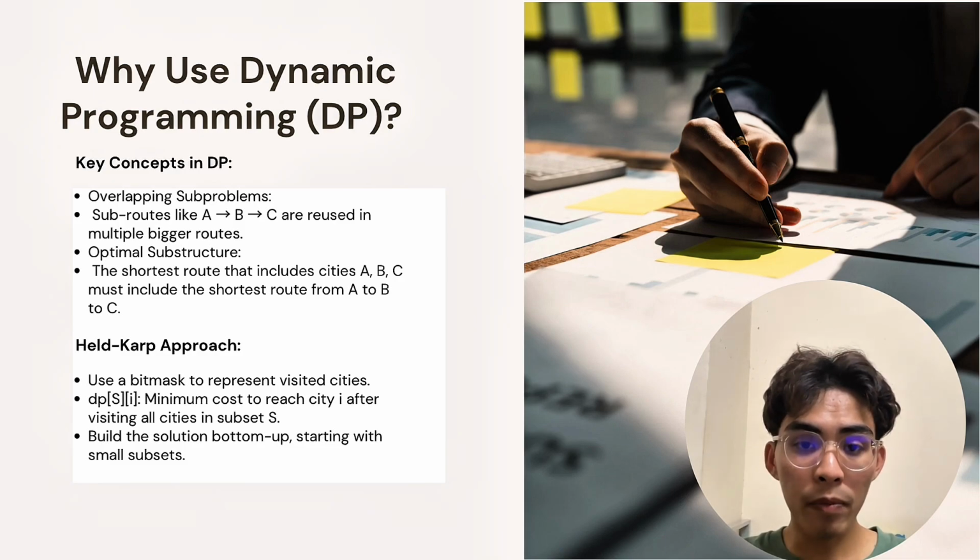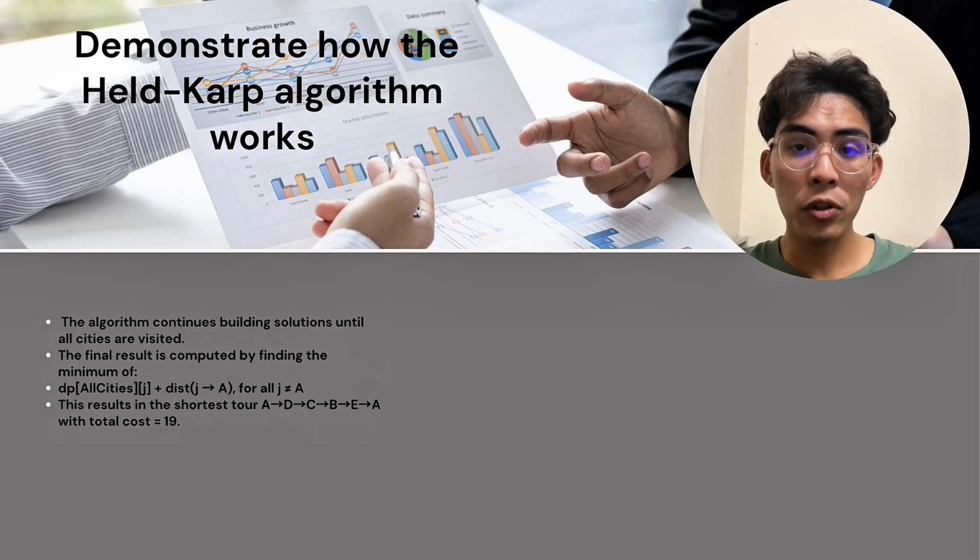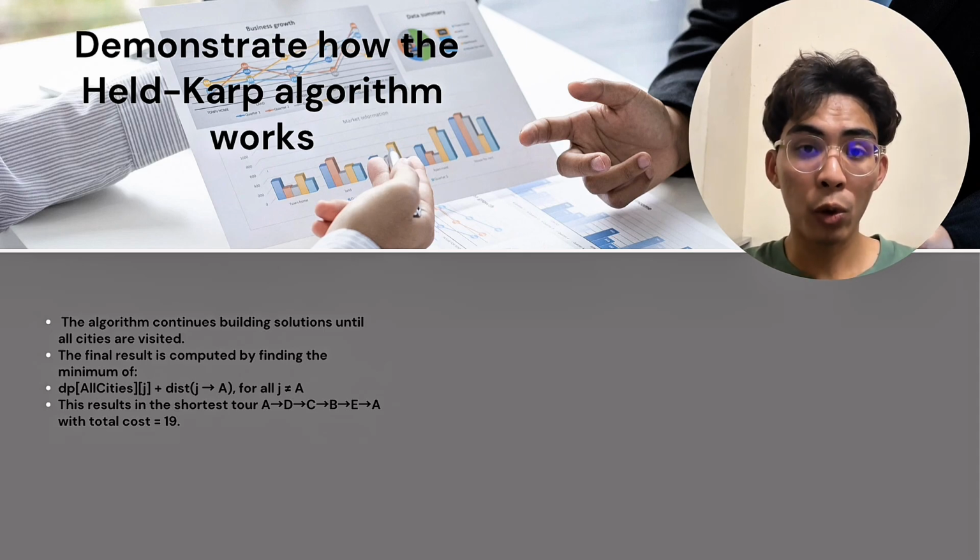The Held-Karp algorithm uses a bitmask to track visited cities and store the minimum cost to reach each city after visiting certain subsets. It builds the solution step by step, starting from smaller subsets and growing toward the full tour. Demonstrate Held-Karp with a dynamic programming table. To understand how the Held-Karp algorithm works, let's look at how it uses a dynamic programming table, which is dp[S][j].